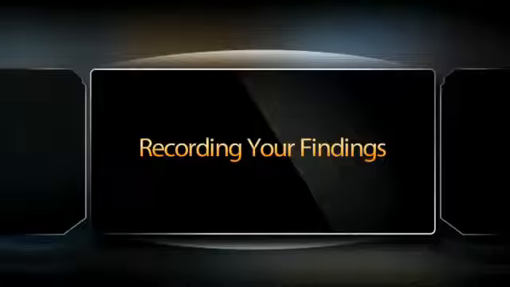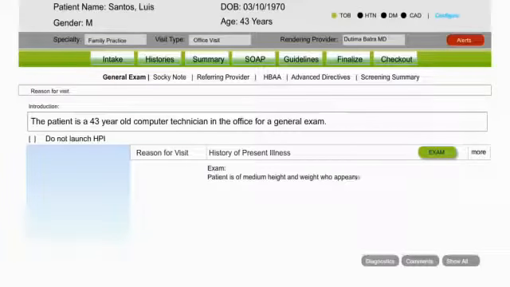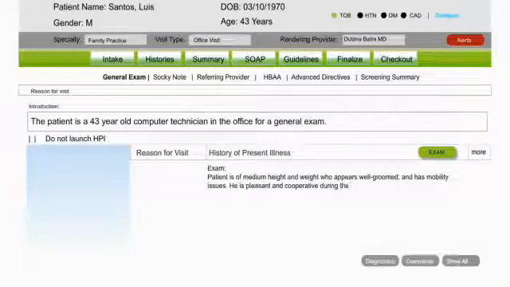Remember that a clear, well-organized clinical record employing language that is neutral, professional, and succinct is one of the most important adjuncts to patient care. Patient is of medium height and weight who appears well-groomed and has mobility issues. He is pleasant and cooperative during the examination.